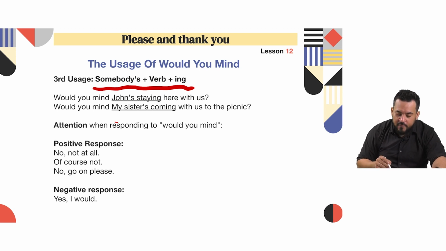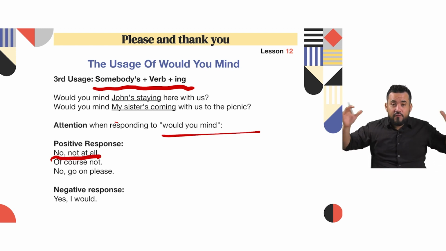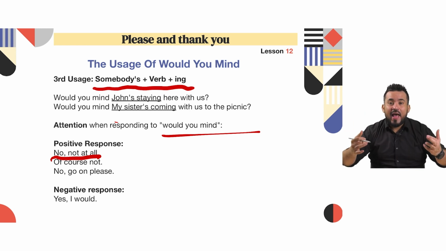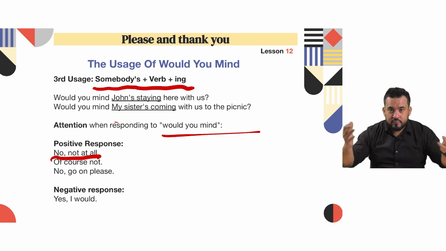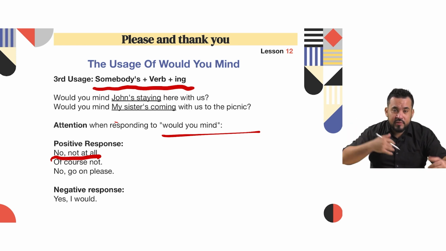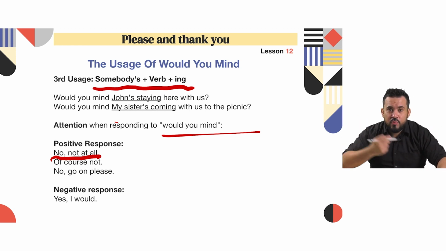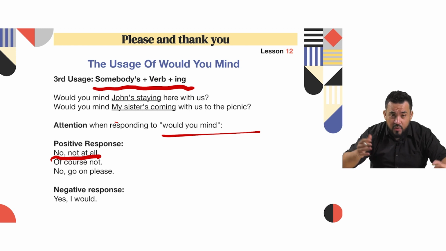Okay? When responding to would you mind, if you don't mind, if you're fine with whatever is being asked of you, you say, no, not at all. Not at all. Like, let your sister come on over. I have no problem with it. Okay, or you can say, of course not. Or you can say, no, go on, please.